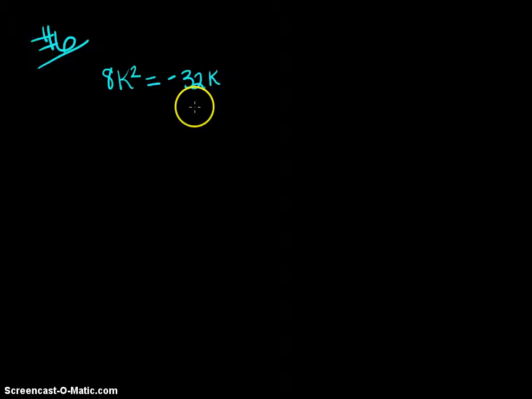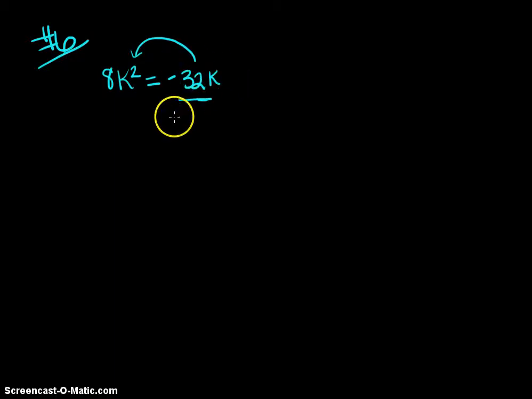So the first thing that you ask yourself is, is it equal to 0? And no, it's not. So you need to make it equal to 0. That means I need to move this term here to the other side of the equation. It's a negative 32k, so essentially we're subtracting 32k here.